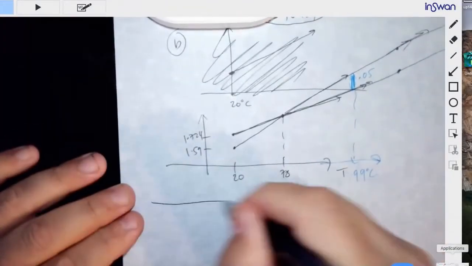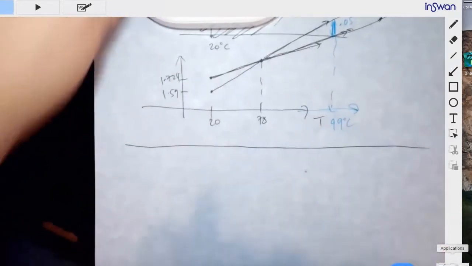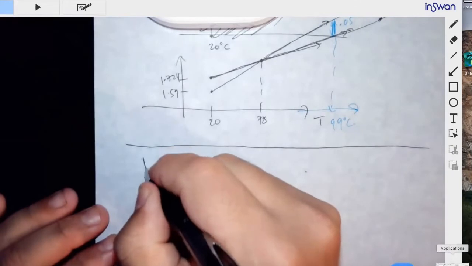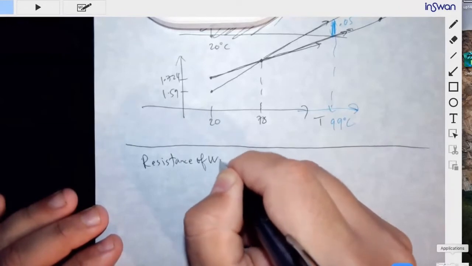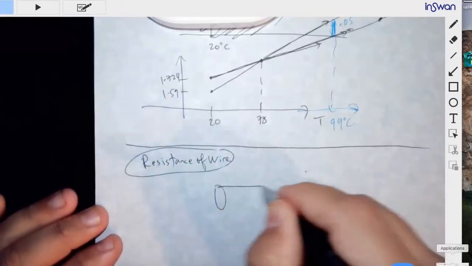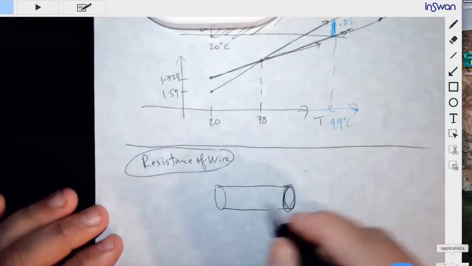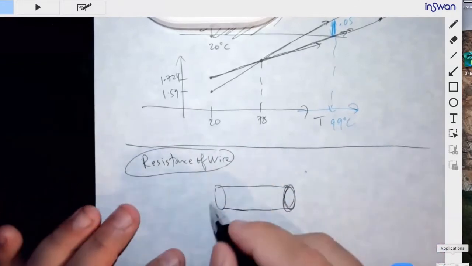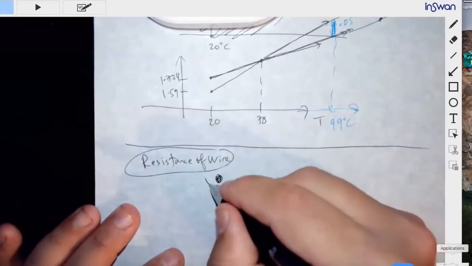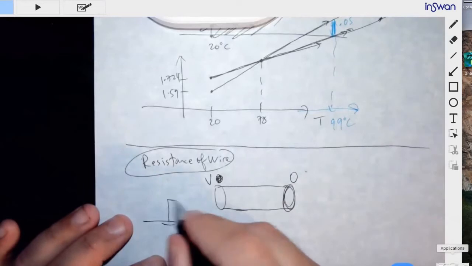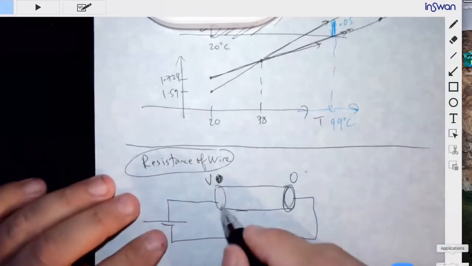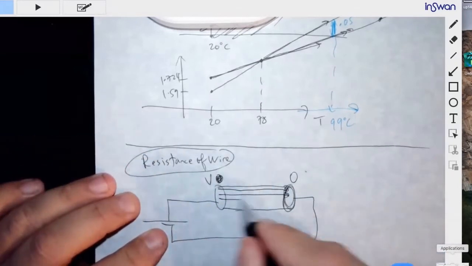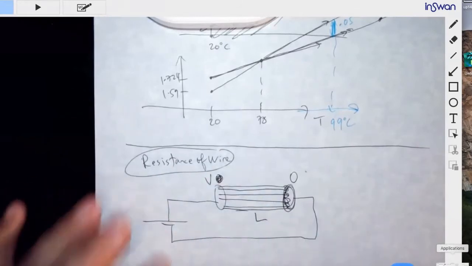A wire like this, resistance of a wire. So remember how we said we set up a voltage difference, the higher voltage and the lower voltage. The battery sets up that voltage difference, and then the electrical field goes from the higher to the lower. And this is the length of the wire, right?